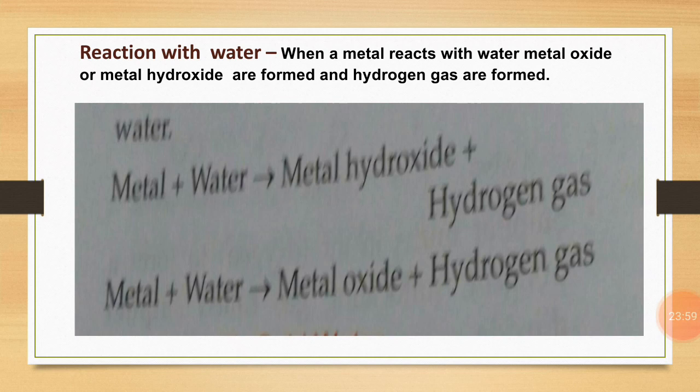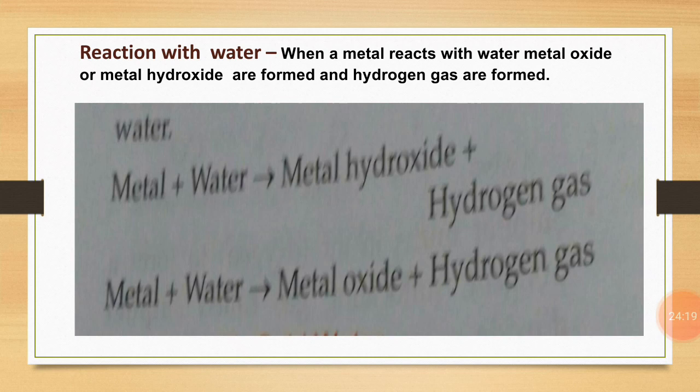Next, the reaction of metals with boiling water. Mainly the metals which are less reactive react with boiling water to form oxides. For example, magnesium reacts with water to form magnesium oxide, and hydrogen gas is released.